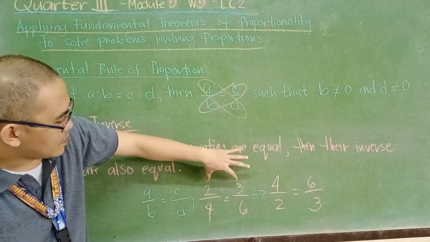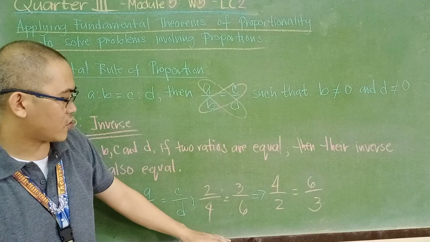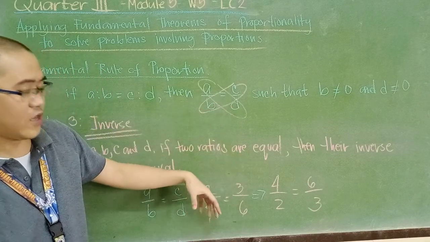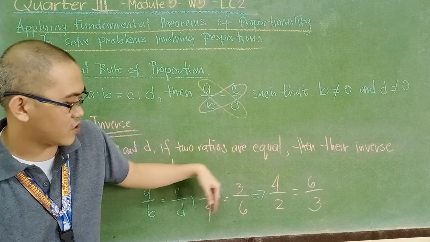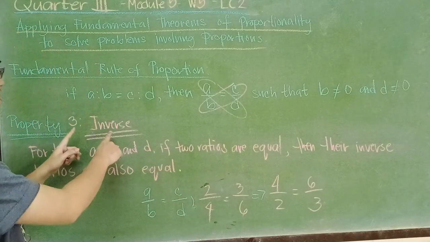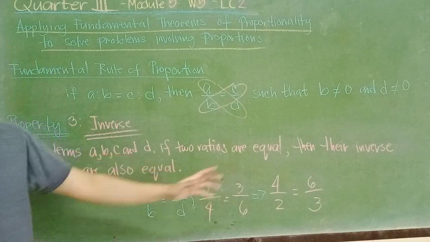So kung equal yung dalawang ratios natin, kahit yung numerator lagay mo sa denominator, tapos yung mga nasa denominator lagay mo sa numerator, yung ratios nila equal pa din. O yung dalawang ratio natin equal pa din. Kahit pagpalitin mo silang dalawa. So yun yung sinasabi na sa inverse. Pag pinagbaliktad mo yung mga numbers, equal pa din sila.